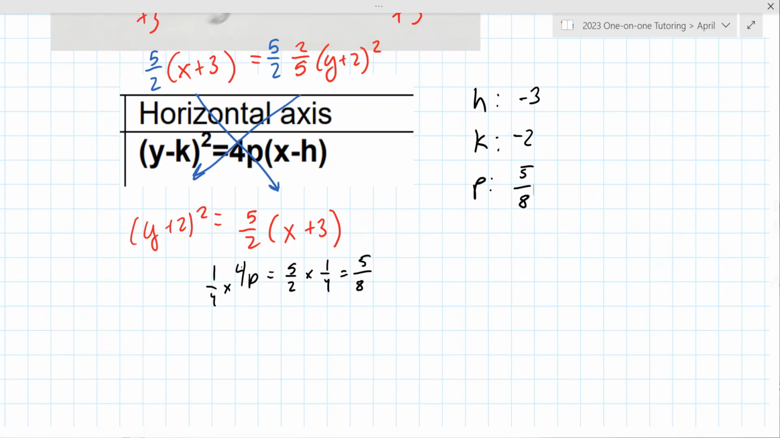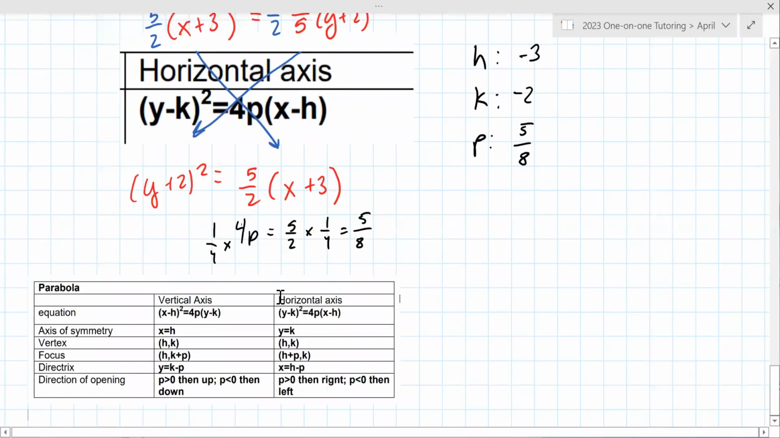All right. So from here, again, the reason I'm having you do this is you have to be able to get H, K, and P. You cannot do any of this without H, K, and P.